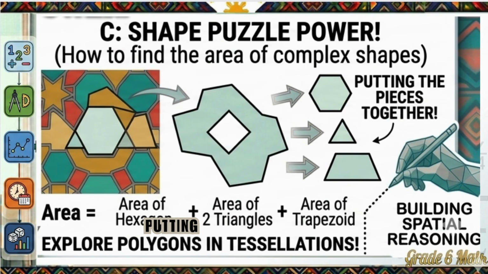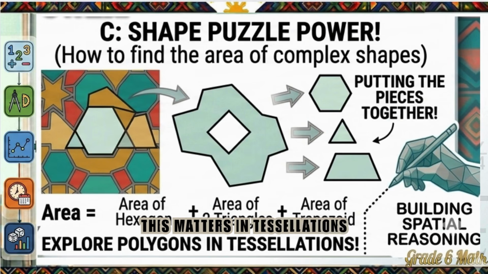2. Putting the pieces together, the formula. Once you have the smaller pieces, finding the total area is as easy as adding up your grocery bill. The rule: total area equals area of piece 1 plus area of piece 2 plus area of piece 3. In this specific example, total area equals area of the hexagon, plus 2 times the area of the triangles, plus the area of the trapezoid.